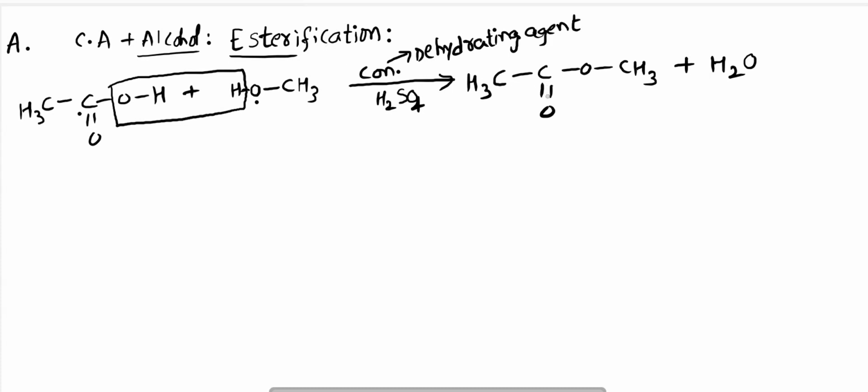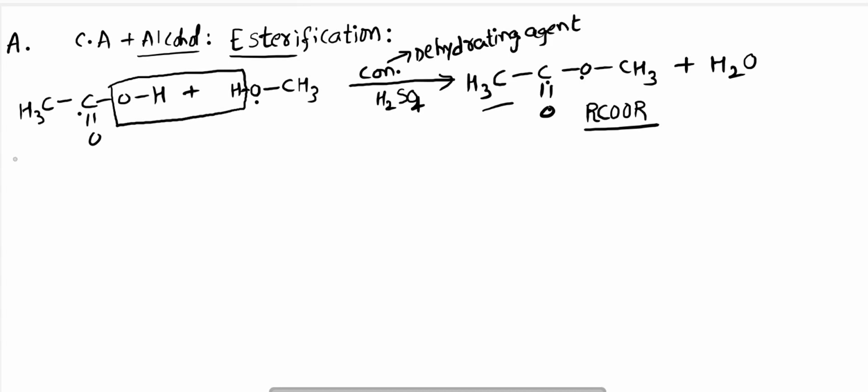Okay. Now whatever functional group I got, it is an ester. Ester general formula is RCOOR. In that sense, it is an ester. As an ester is formed, it is called esterification. So when carboxylic acid is reacted with alcohol in the presence of concentrated H2SO4, we get ester plus water. As an ester is formed, we call this esterification.